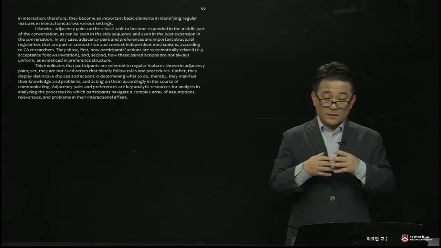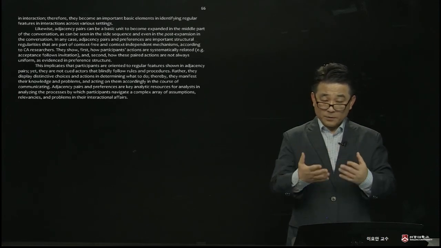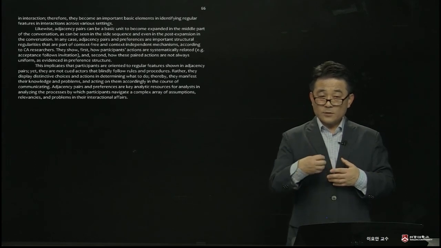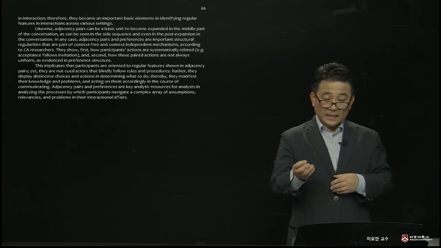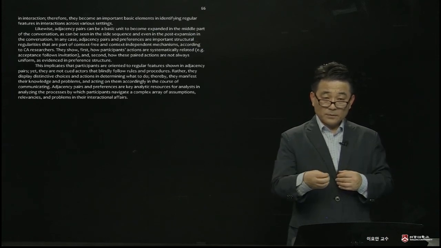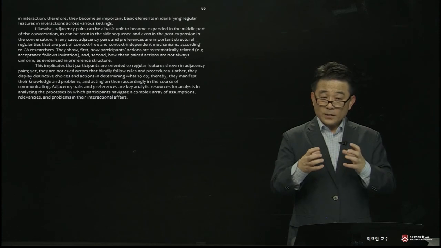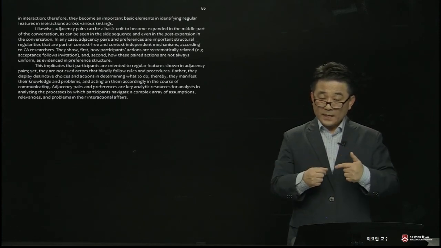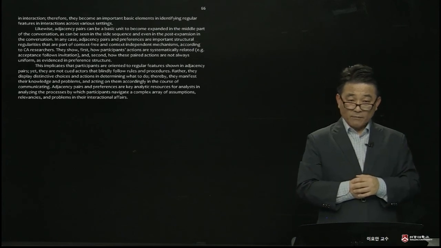When the second pair part is not what is expected, it is called a dispreferred response because it shows a structural marking, for example, delay or particles or providing examples and so on. So those are the resources participants use in the way they deal with each other in conversation.